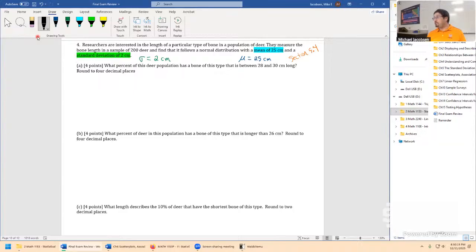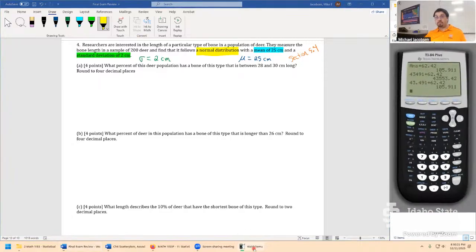So having those two parameter values down, and the fact they told us this is a normal distribution, everything is really just resolved back in the calculator. We're being asked, what percent of this deer population has a bone of this type that is between 28 and 30 centimeters long? Round to 4 decimal places. So here's the sketch.